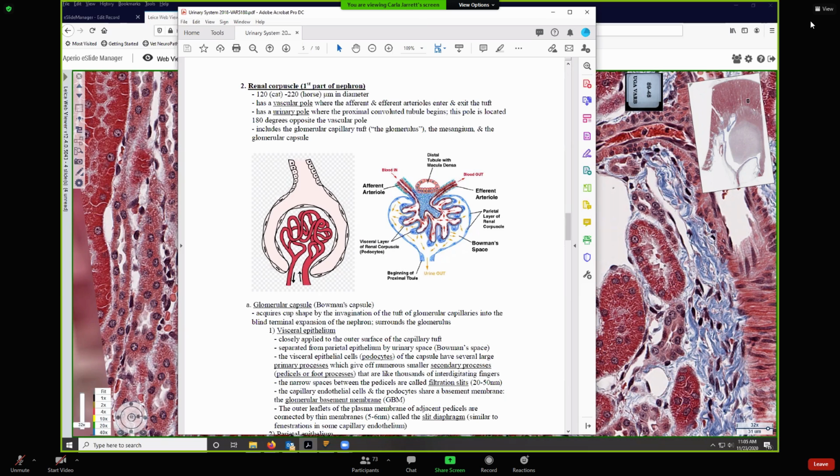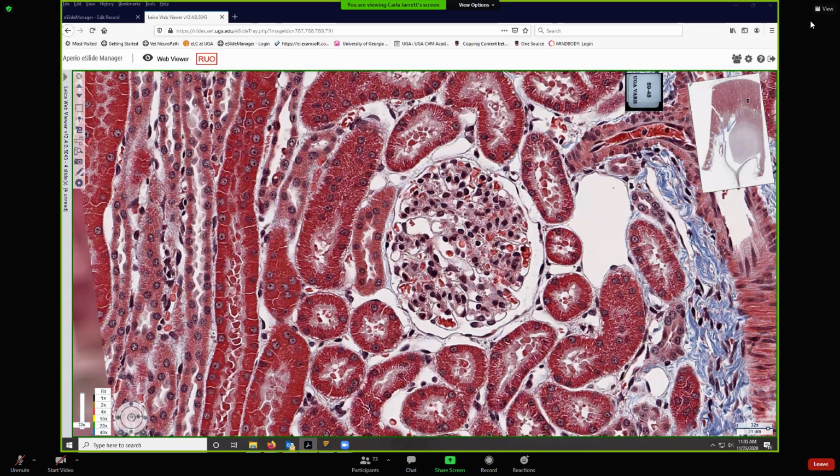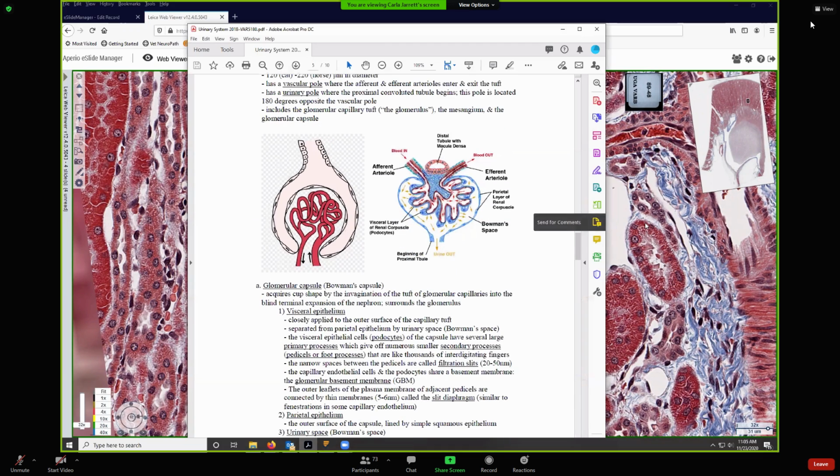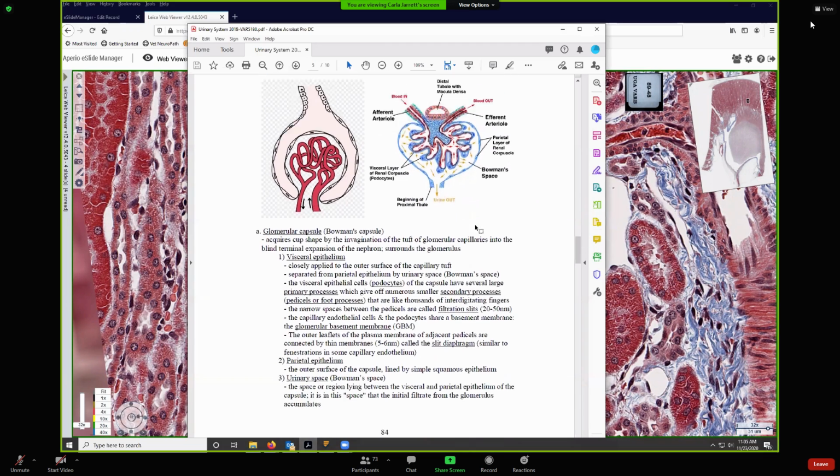So that's what we were just looking at here. So this would be your parietal layer out there, and this would be your visceral layer here, and that's podocytes that make that visceral layer of the corpuscle. So that question was just testing your knowledge. Had you taken this information here, could you take a schematic and then apply it to what you see on the slide?